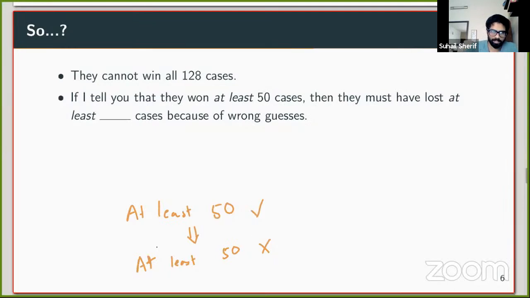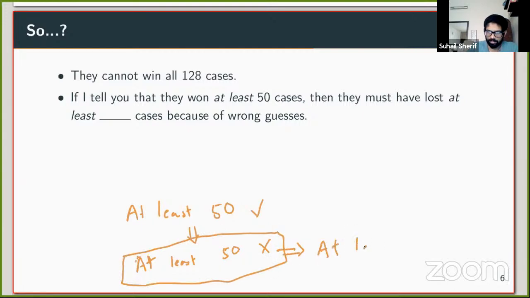So the question is basically, there are at least 50 cross marks. We know this to be true. This implies at least dash lost cases. So what is the correct answer to go in that dash?